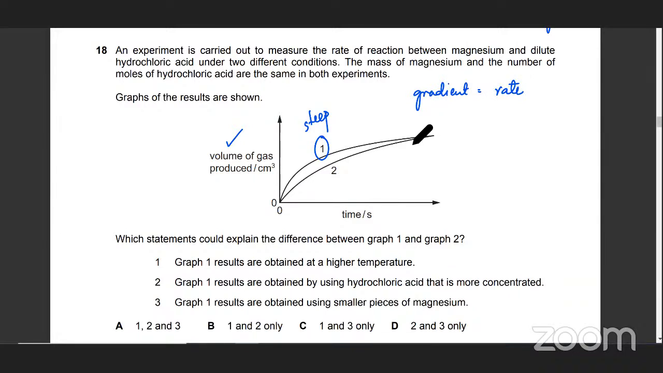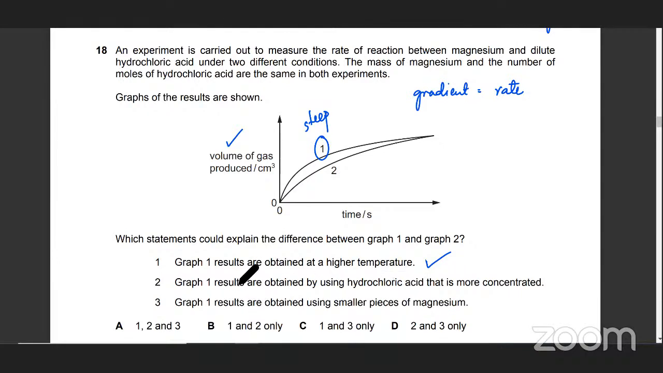अगर gradient बिल्कुल flat है, that means no change is happening. ठीक है, that means no reaction is happening. अगर gradient rise कर रहा है, तो that means reaction is happening very fast. So the graph 1 results are obtained at a higher temperature, which is true. ठीक है, मतलब उसमें कुछ गलत नहीं है कि graph 1 is going to be obtained at a higher temperature. Why? Because at higher temperature the reaction is fast.